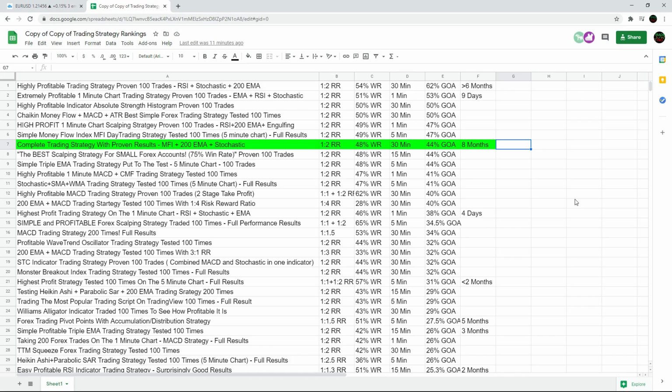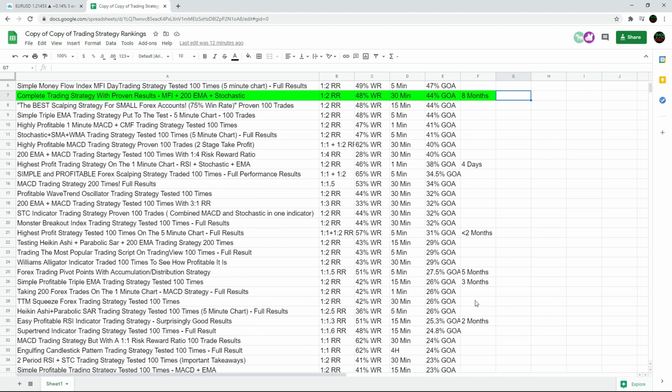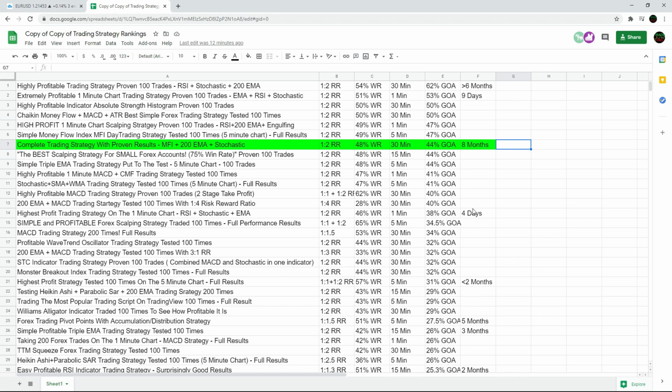All right, here it is on the spreadsheet, falling at spot number 7 out of 51 strategies tested. Seems like I need to make a milestone video called I tested 50 trading strategies and this is what happened, or something like that. But anyway, this one did very well, and obviously can't knock out Mr. First Place up here, but that's a tough one to beat.